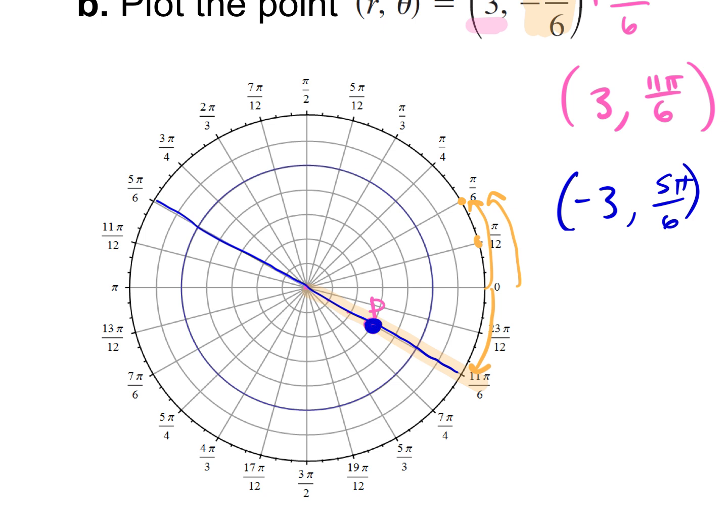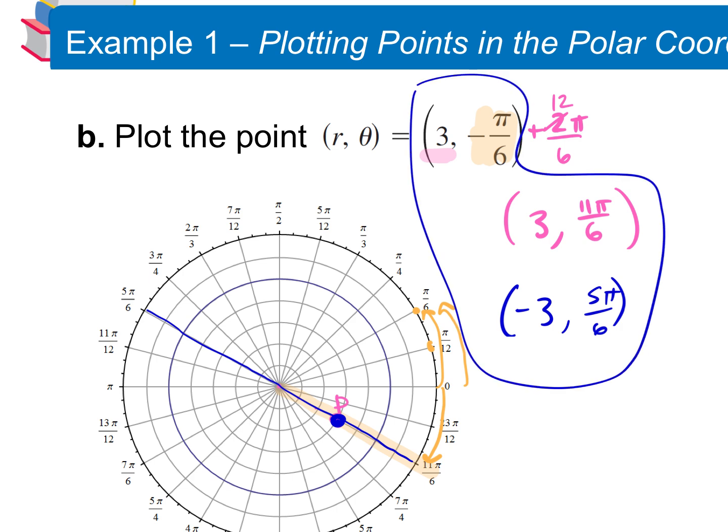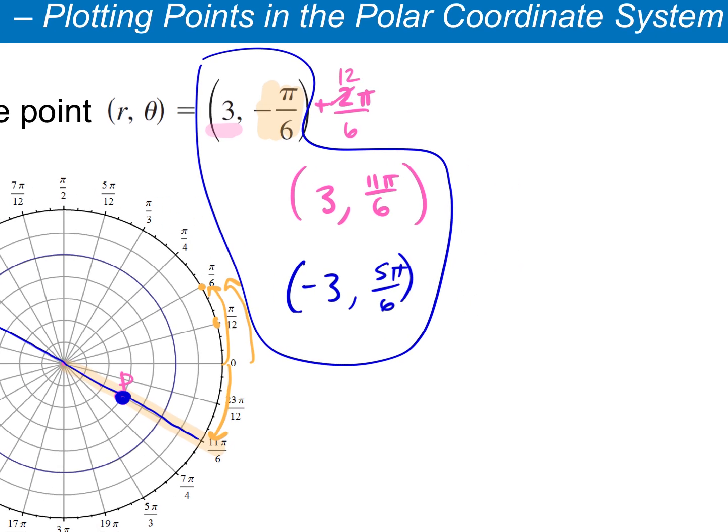So we would go to 5 pi over 6 to here, but a negative r means that we start at the pole and we go away from the angle. So all 3 of these coordinates end up at the same point. So if we have a positive r, I'm going to write that here. These 2 ended up being positive r's. Positive r's, we go towards the angle. A negative r, we go away from the angle.